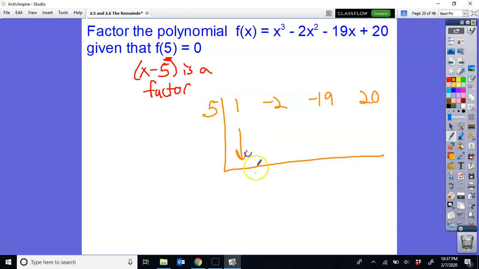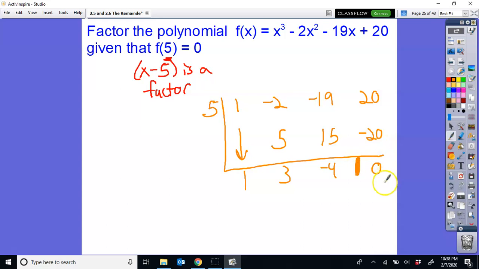Then you bring down the 1 to the bottom and you multiply and add. 5 times 1 is 5. -2 plus 5 is 3. 5 times 3 is 15. -19 and 15 is -4. 5 times -4 is -20. 20 and -20 is 0.